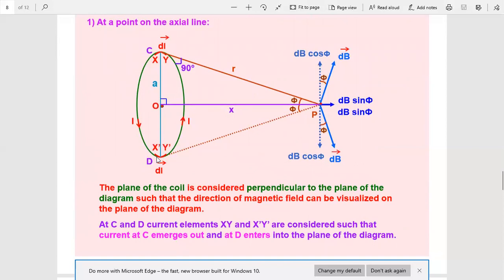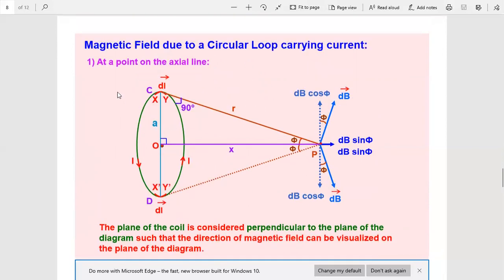Again, instead of a straight conductor, we have a curved conductor, and now we have to find out the magnetic field due to this curved conductor, or circular conductor, or current carrying loop. The same mechanism is to be applied. Here, the magnetic field due to a circular loop carrying current: at a point on the axial line, say at point P, we have to find the magnetic field due to this current carrying loop. So apply the Biot-Savart law, applying the same formula.